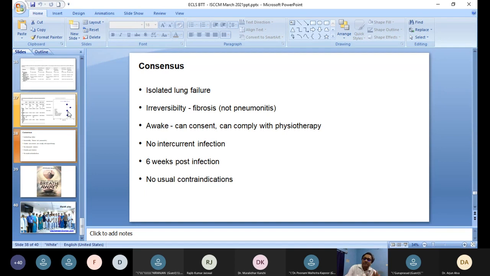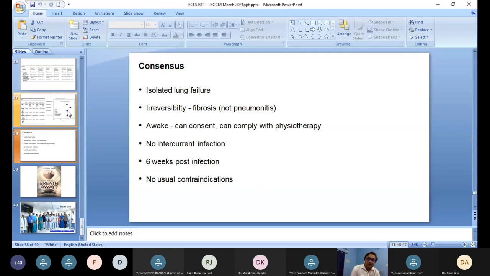Now on ECMO, the outcomes from whatever data we have, mostly the Chinese studies, have shown that the mortality has been quite exceptionally high in these patients, and there have been very few recoveries. So as a consensus, based on a Lancet article, this is the European consensus, if in COVID you have an isolated lung failure, you have at least 6 weeks post-infection, on CT scan there is no active pneumonitis, you can see some level of fibrotic changes. The patient is awake, can consent, can comply with physiotherapy because that determines outcome.